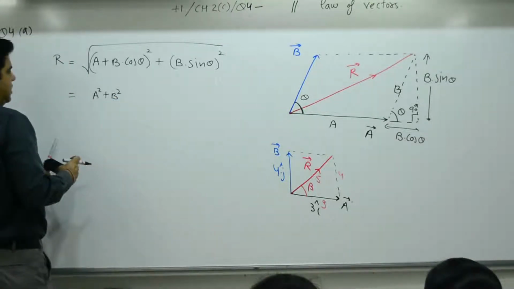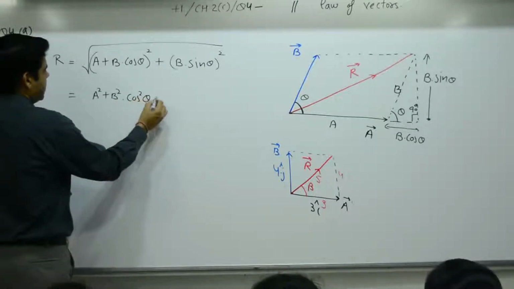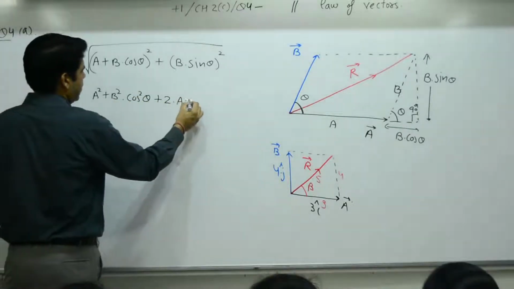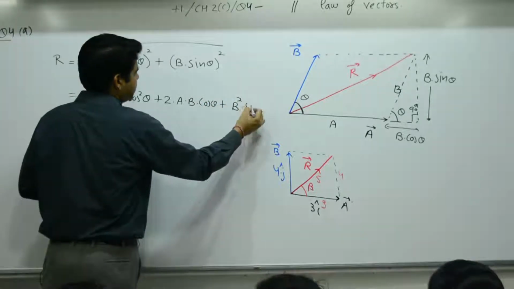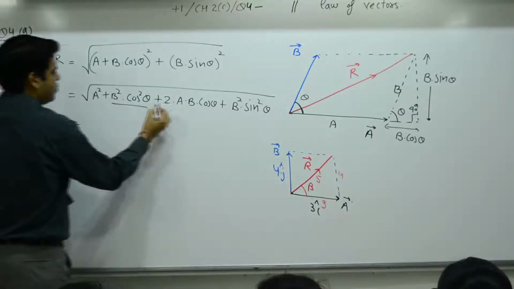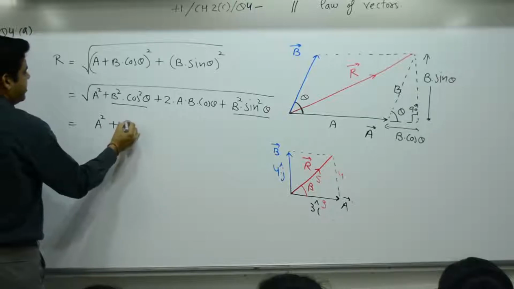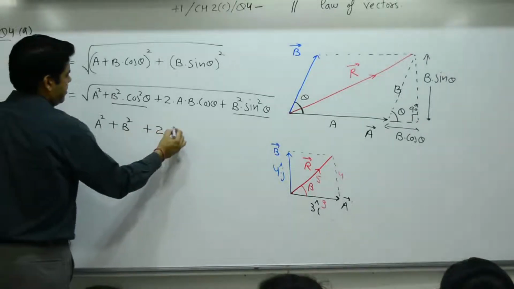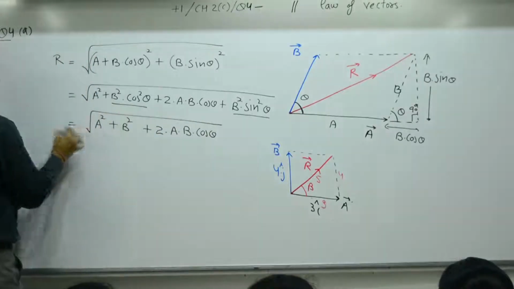I was writing the result. That is where the problem is. B square cos square theta plus 2AB cos theta plus B square sin square theta under root. This B square cos square theta, B square sin square theta, what you get is B square. A square plus B square plus 2AB cos theta.